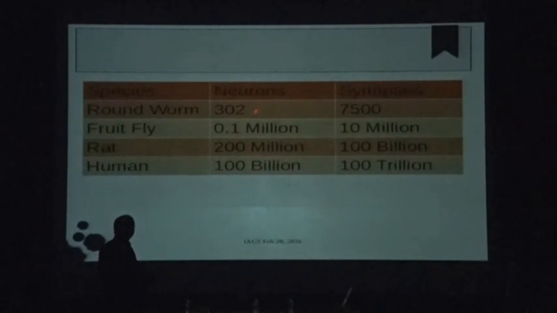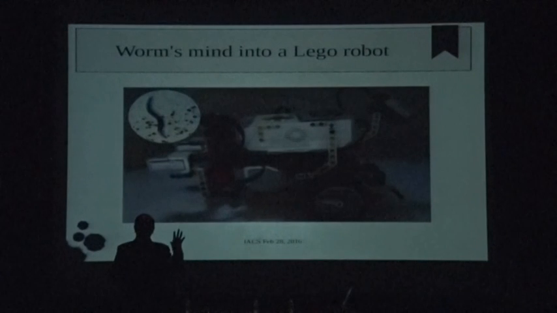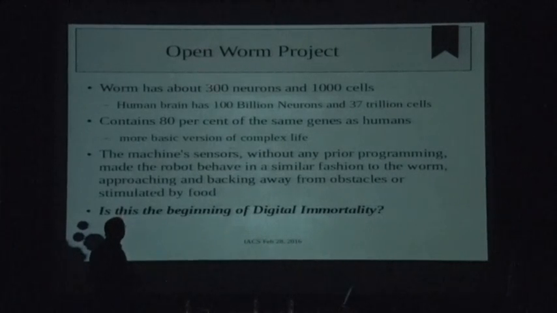Now, what is interesting, look at this roundworm of 302 neurons. We have been able to put this into a Lego machine. That means the brain of that roundworm is on this Lego machine. It starts to behave like a roundworm. And actually, you can do this project yourself. It's an open-world project.